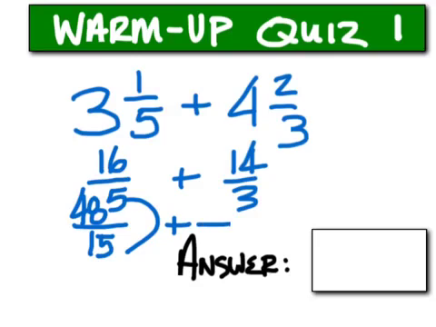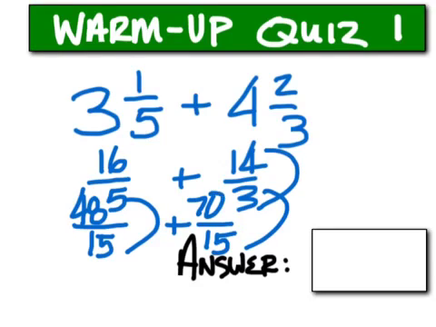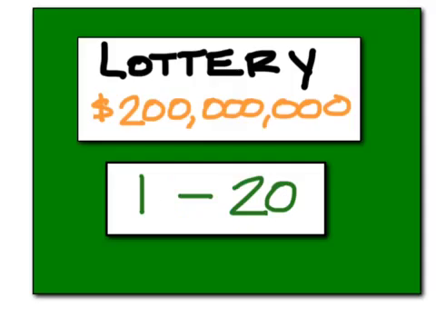And now we go plus, then you have over 15. 3 times 5 is 15. 4 times 5 is 70. 48 plus 70 is going to be 118 over 15, but you must change that to a mixed number. The answer should be 13 over 15.